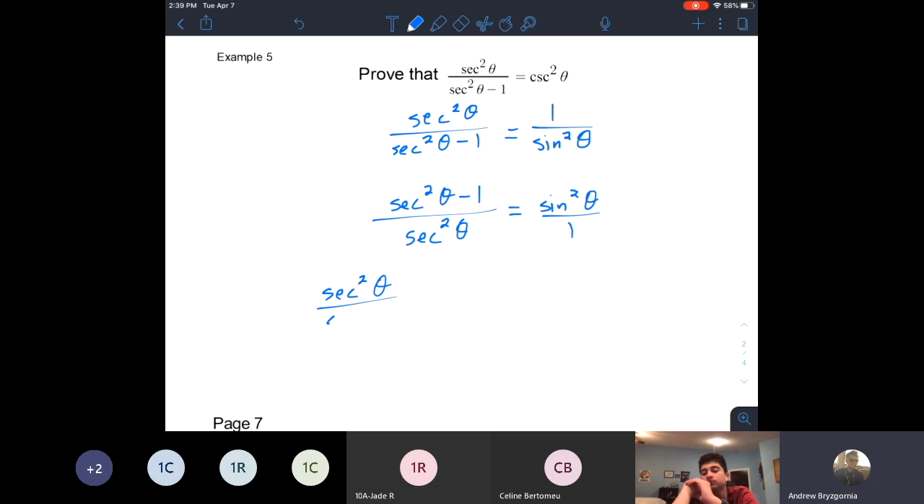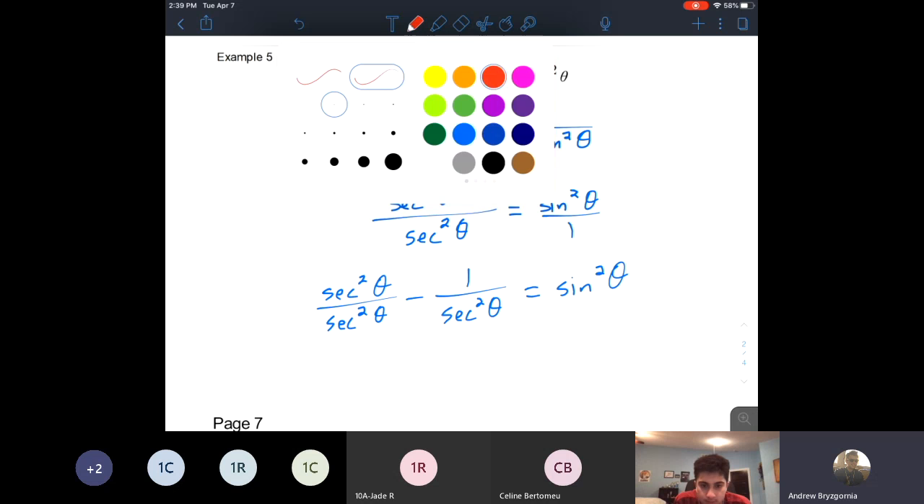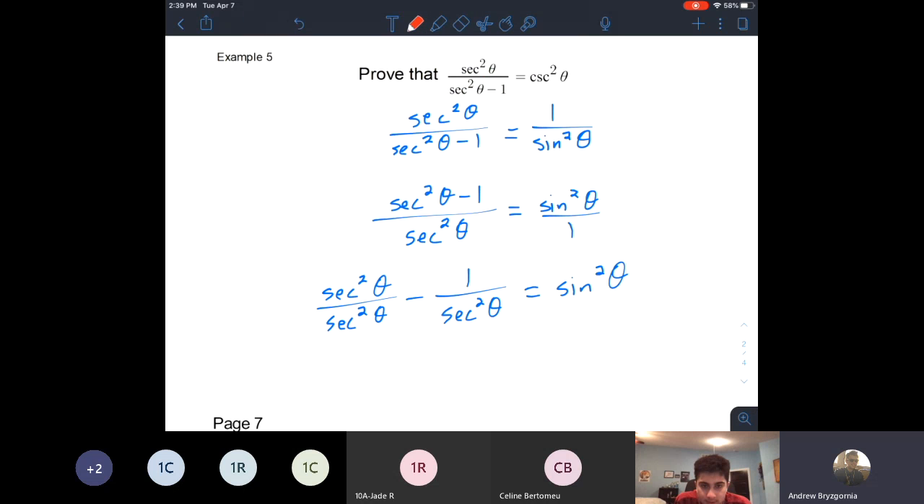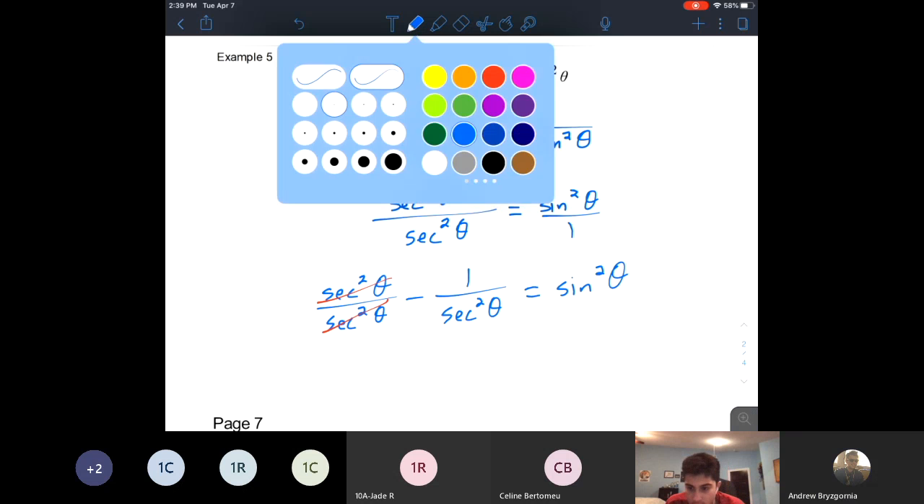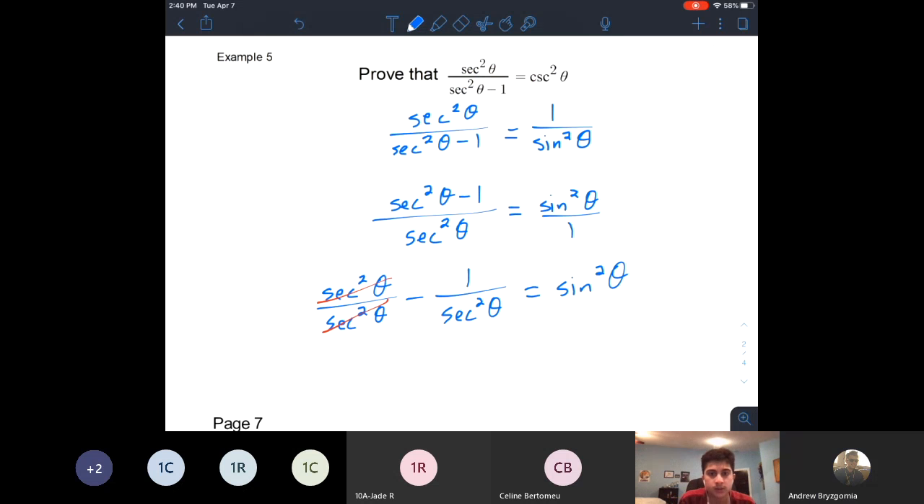So it'd be secant squared over secant squared minus 1 over secant squared equals sine squared. And then, yeah, Jade, I believe that was you who said that. We can cancel both of those. So now for this first fraction, we're left with 1. What about 1 over secant squared? What is that equal to?